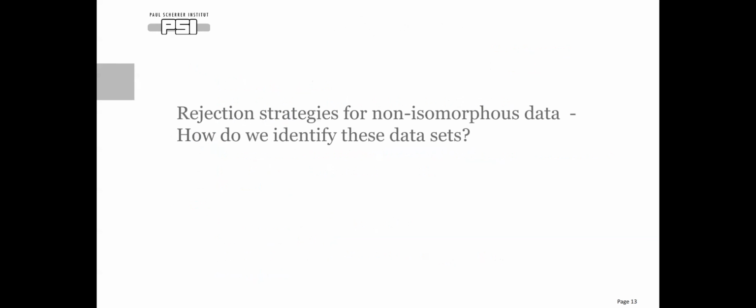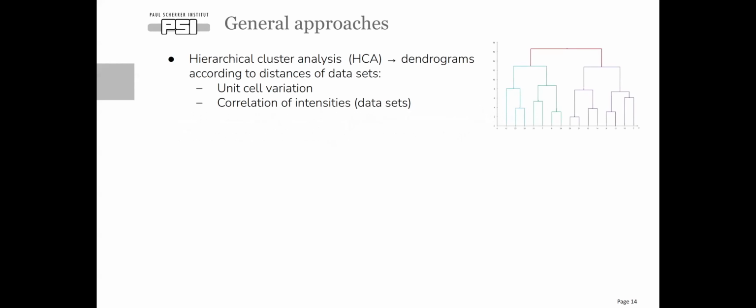So now I talked about non-isomorphous data sets and isomorphous data sets and uncertainties. The question now is, how do we actually identify if these data sets are useful for us or not? I mean, it's maybe a bit tough to say useful, but if there are some uncertainties which we don't want to increase in our merging. So there are some general approaches for that.